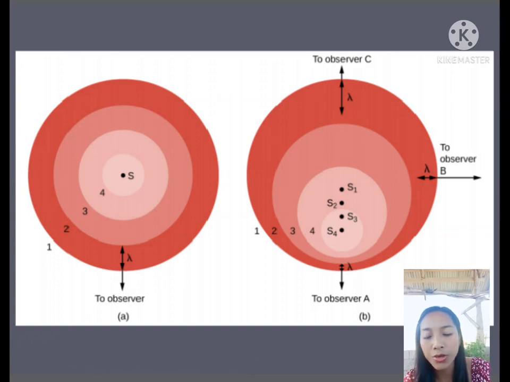So the illustration shows letter A to observer, then letter B illustration is to observer A, then to observer C, and to observer B. They have numbers in the illustration. We can see from this illustration that the Doppler effect is produced only by a motion towards or away from the observer, a motion called radial velocity.